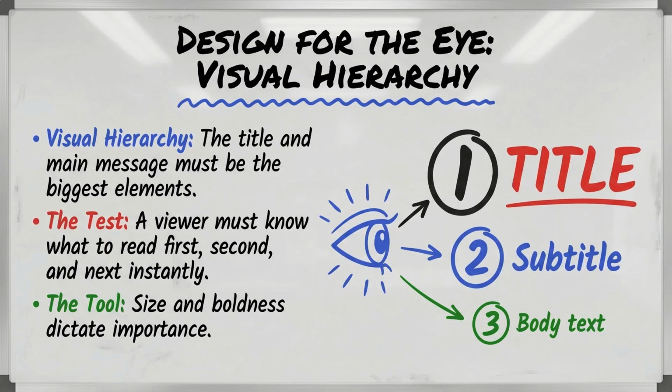Designing for the eye means creating a clear visual hierarchy that guides your audience through your poster. This isn't just about aesthetics. It's about directing attention. Think about how you want people to read your poster. What information should stand out first, second, and third? We achieve this through strategic use of white space, contrast, and thoughtful placement of elements.